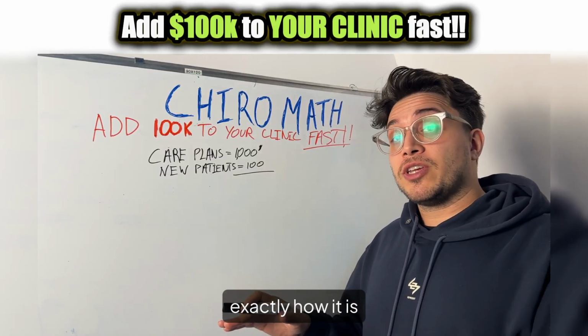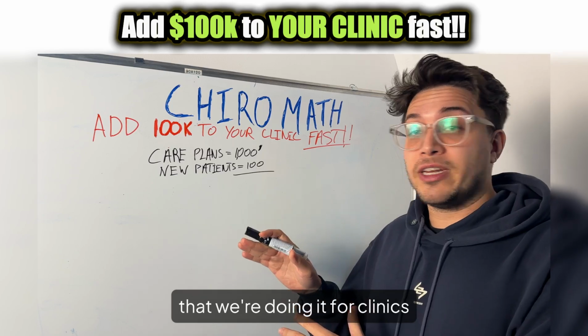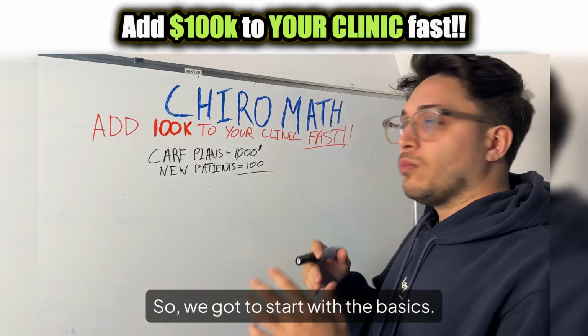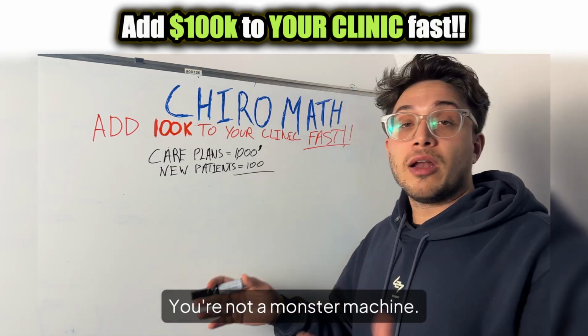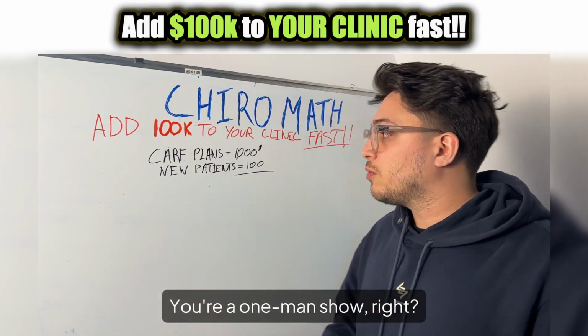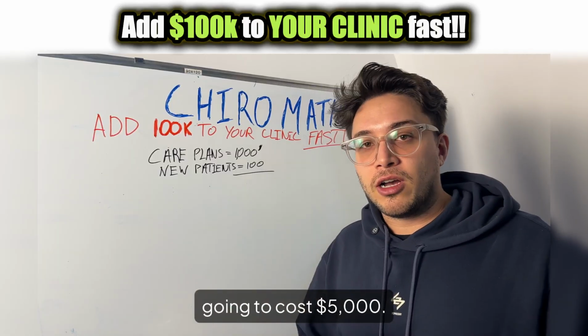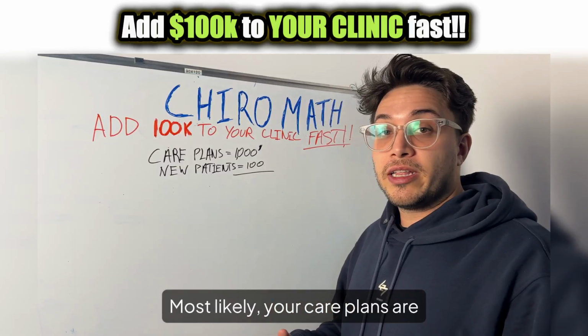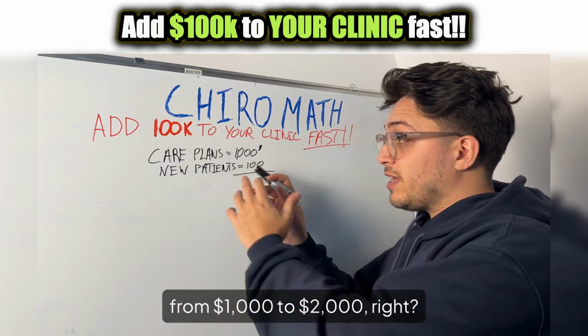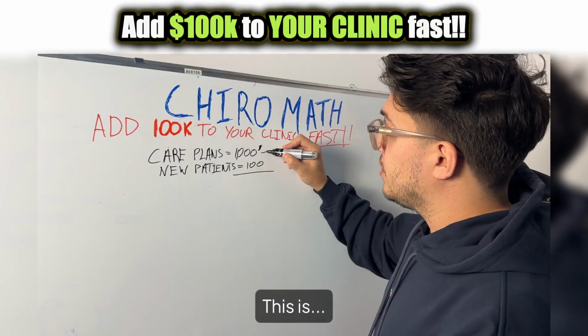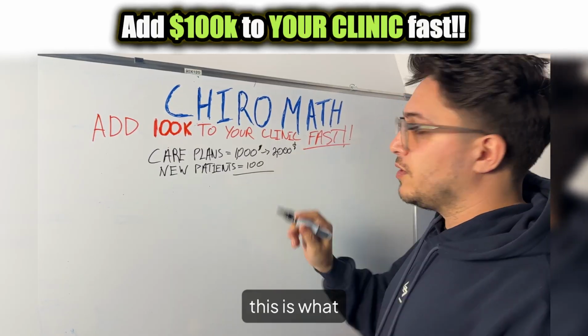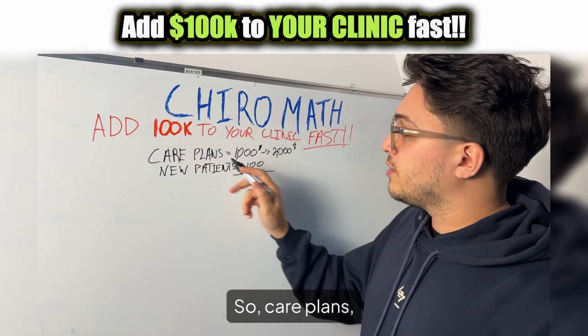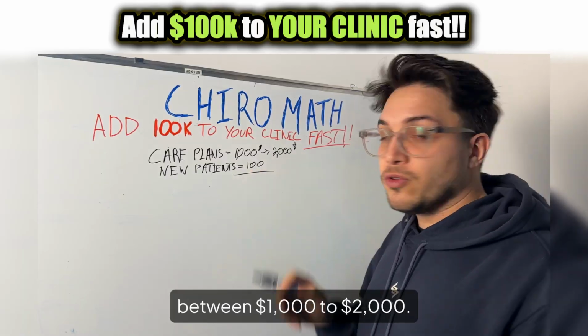So I'm going to explain to you exactly how it is that we're doing it for clinics and even helping them sell it. So we got to start with the basics. You're not a monster machine, you're a one-man show, right? Your care plans are not going to cost $5,000. Most likely, your care plans are going to be anywhere from $1,000 to $2,000, right? This is what we're usually seeing, right? So care plans, they're usually between $1,000 to $2,000.